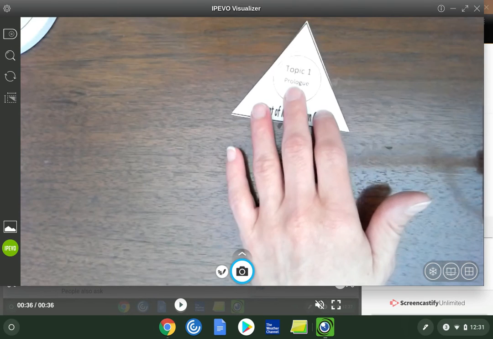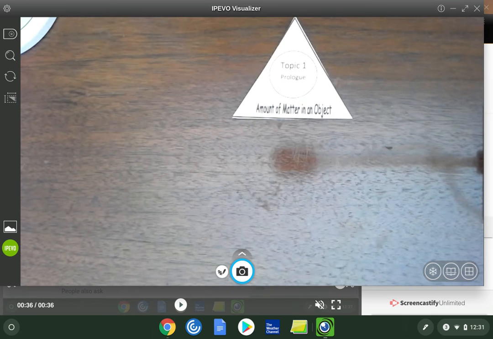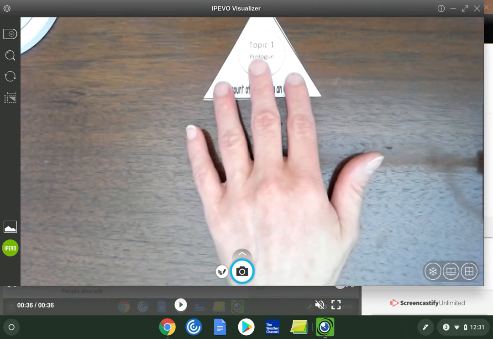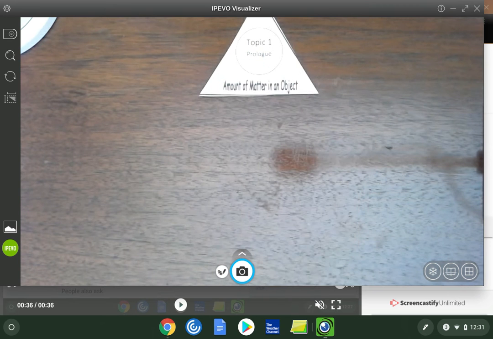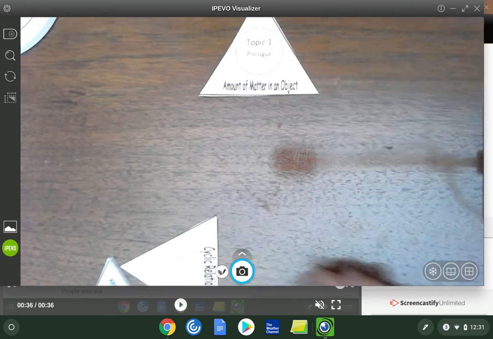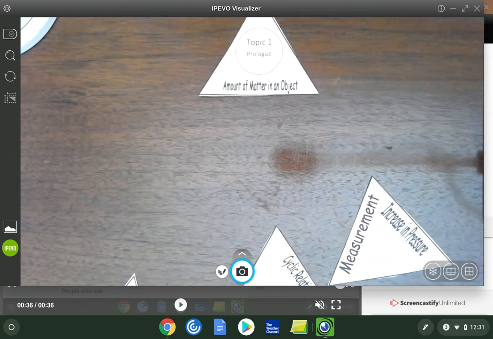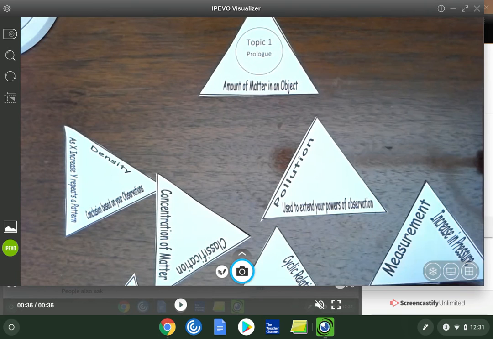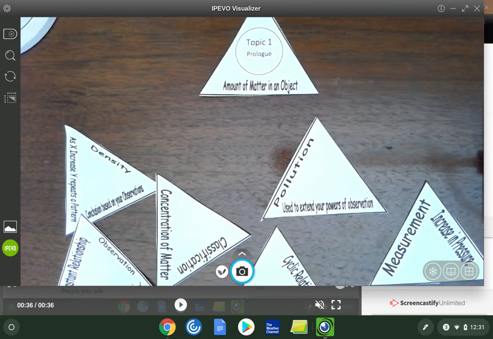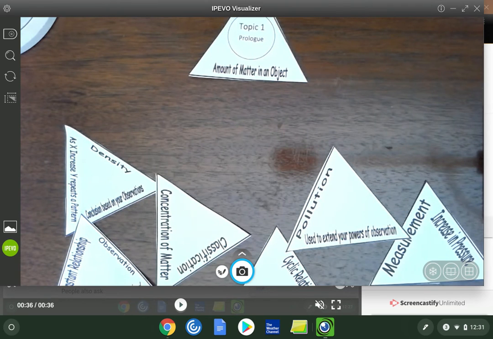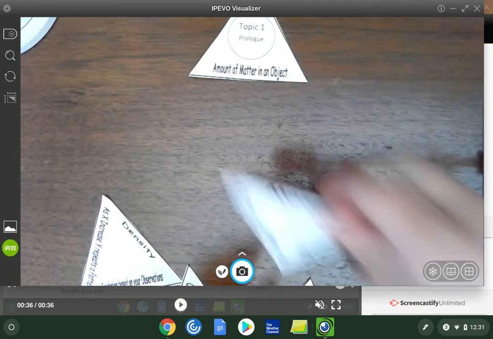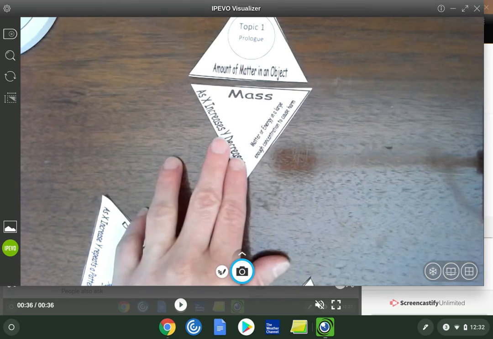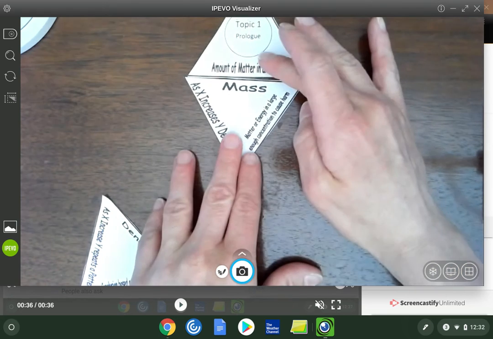All right. So whichever one says your topic name is going to be the top of your triangle that you're creating. Now, once you've cut out all of your other ones, lay these out, and I'm not going to be able to fit all of them onto my screen, but that's okay. And we look for the thing that matches our example. So the amount of matter in an object. Well, think about that. The amount of matter that is in an object is its mass. So mass matches amount of matter in the object.